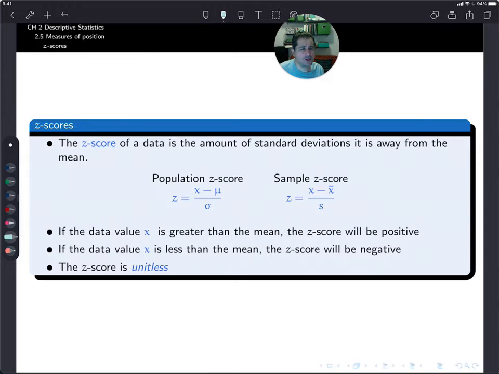The z-scores are unitless, right? Because remember that the standard deviation has the same units as the data themselves. So when these two quantities are divided, if you keep track of the units, they cancel, and the z-score is just a number. Okay, you can say the z-score is 2.3. The z-score of this value is negative 1.2.